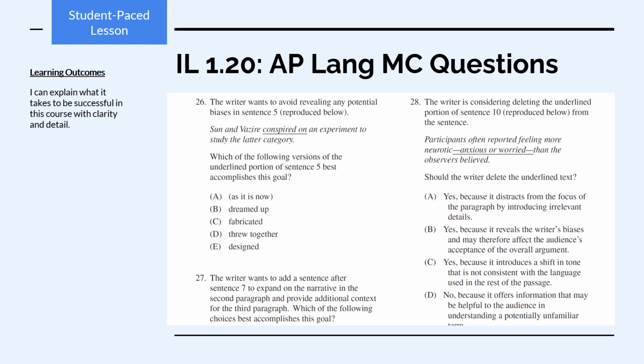So this is what writing questions look like. You see these sort of questions on SAT and ACT in the writing section, or the English section for ACT.